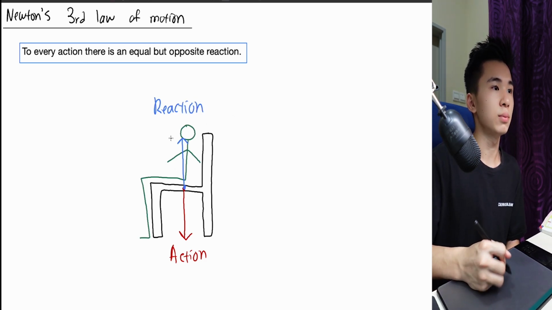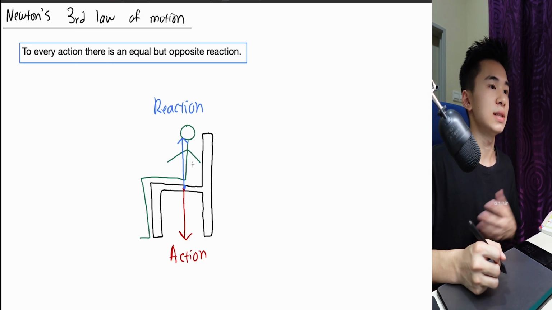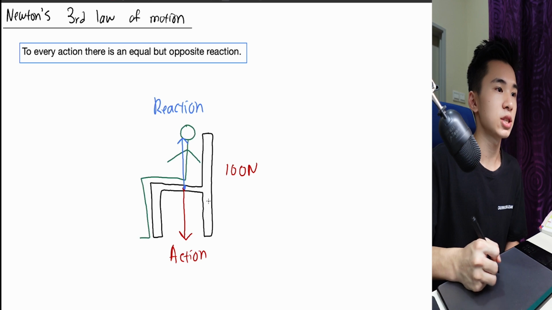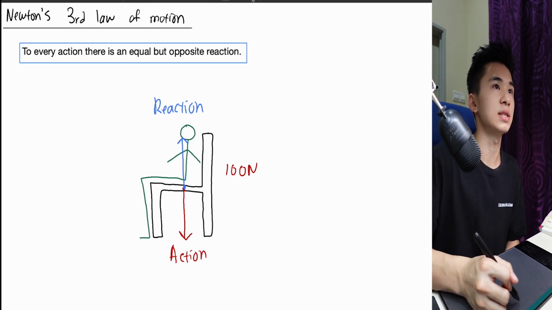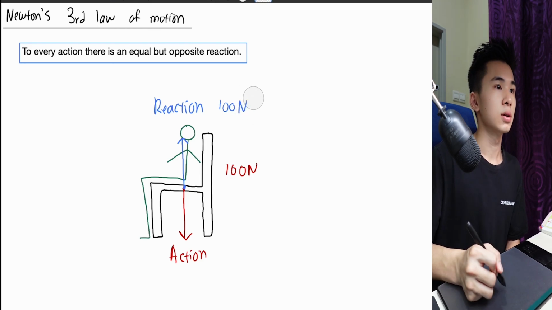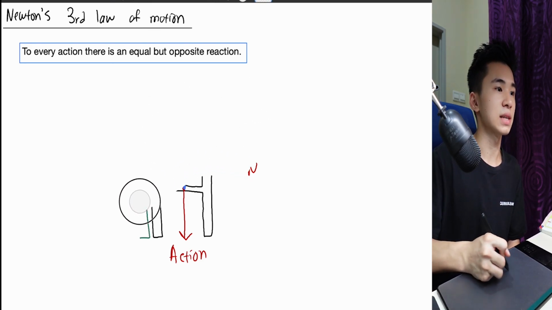So let's say this green human is applying 100 newtons of force to this chair, and at the same time, the reaction force is going to be 100 newtons as well. So let us just try another example.